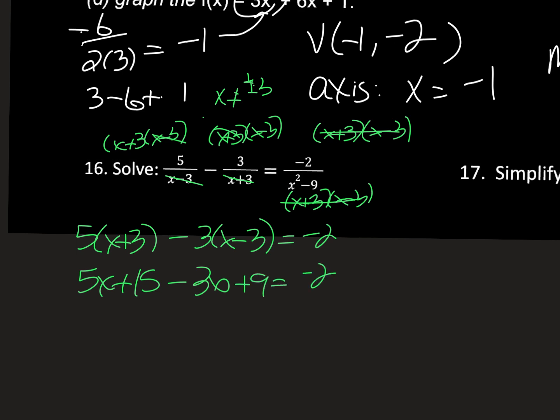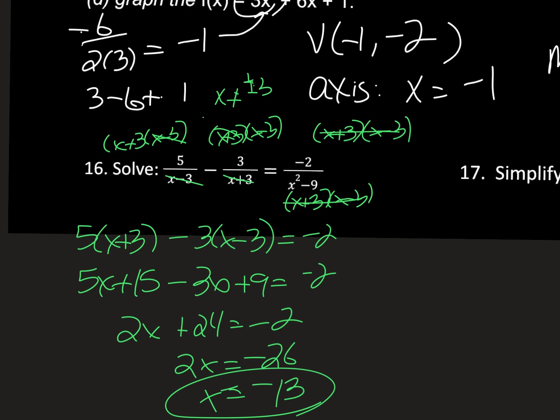So over here, I have 5x minus 3x is 2x. 15 plus 9 is 24. That equals negative 2. Take that 24 over. It's negative 26 divided by 2. Negative 13. There you have it.